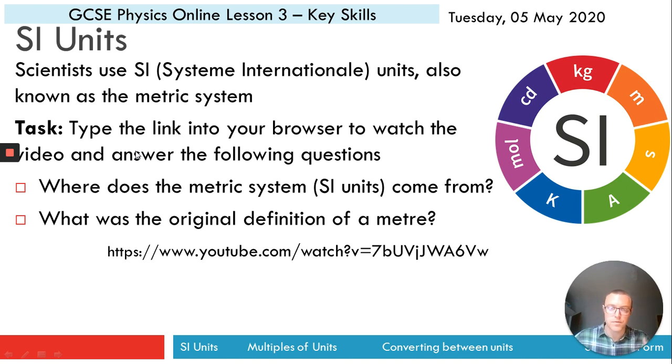So we're going to find out a little bit about the metric system and SI units. I'd like you, when I say, to type the link below into your browser and watch the video and answer the following questions. So before you type in the link, write down the questions on your paper. Where does the metric system, SI units, come from? And what was the original definition of a meter? If you don't want to type in the link, I've also included the link in the comments of the YouTube video. Okay, you can pause this video to watch the other video and answer the questions now.